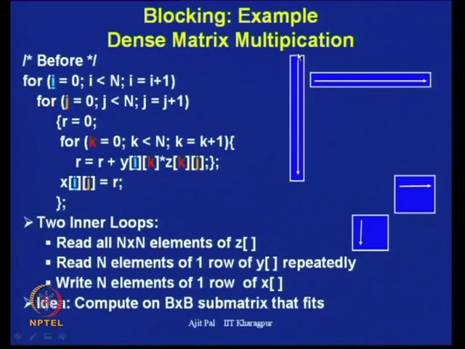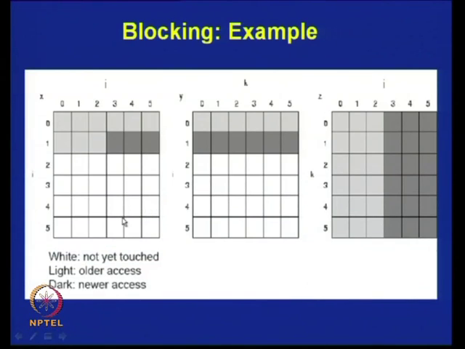Instead of doing that, that means instead of reading the entire rows and entire columns, what you can do is compute on a b by b submatrix that fits into the cache memory. In this particular case, it will not fit into the cache memory, that means all the elements of a row and all the elements of a column will not fit, and as a consequence you will be having a lot of misses. So, instead of doing it this way, you will be dividing into blocks of smaller sizes, as shown here, and the way it is happening is shown in this particular diagram.